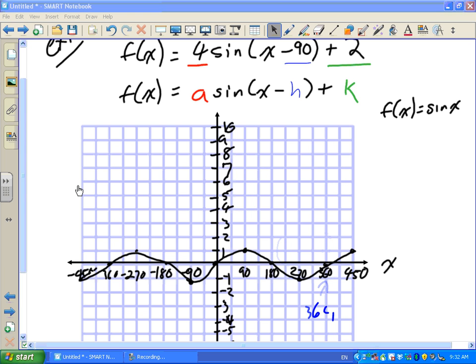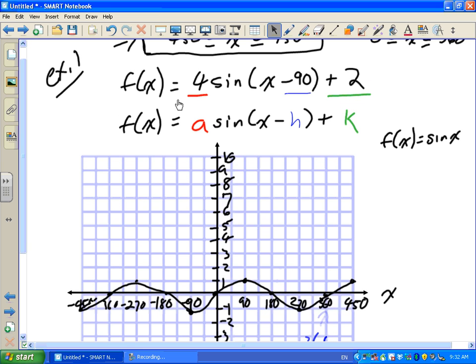So, I could technically start with anything I like. I could start with the stretching of A, movement of H, or movement of K. I'm going to stretch and flip it first. I'm going to deal with A. Personally, I think that's easier to do. Whatever you find easiest, you can work with first. But we're going to work with A.